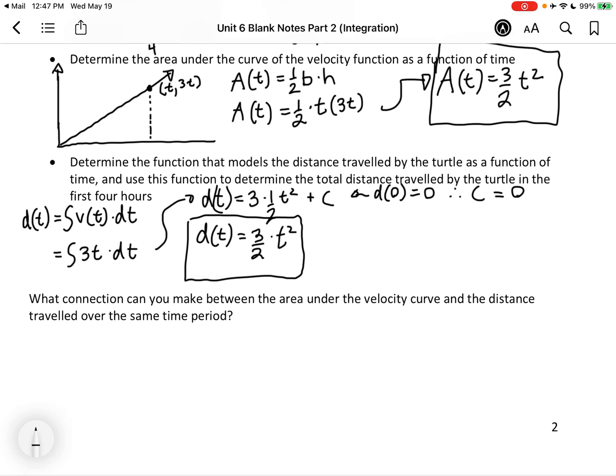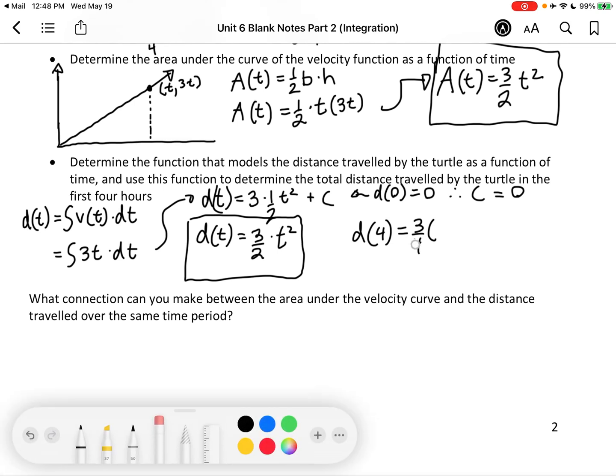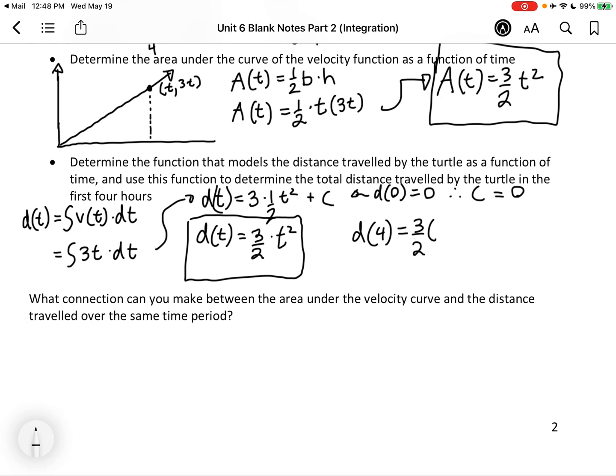Now we also want to find what is the distance traveled by the turtle for the first 4 hours. So we need to find d of 4, and that of course will be 3 over 2, sorry, not 3 over 4, 3 over 2 times 4 squared. And that's 3 over 2 times 16, and that is 24 kilometers.